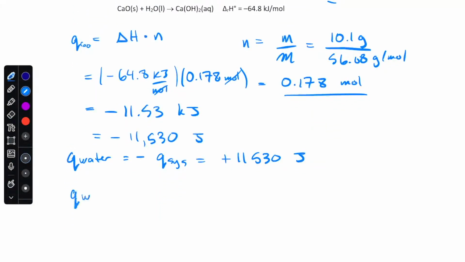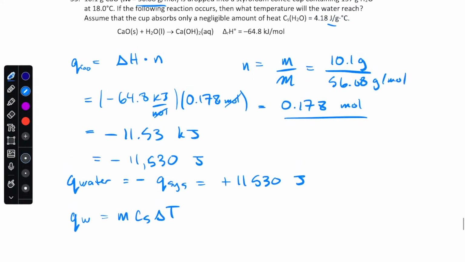That Q is MCS delta T. And what we're actually trying to calculate here is the temperature the water will reach, which we're going to get from delta T.